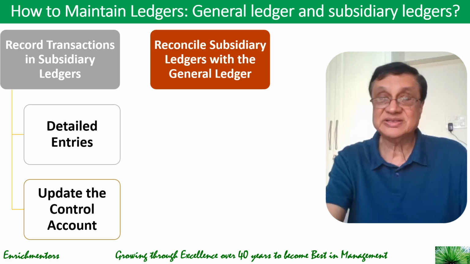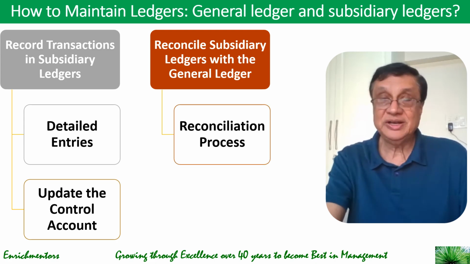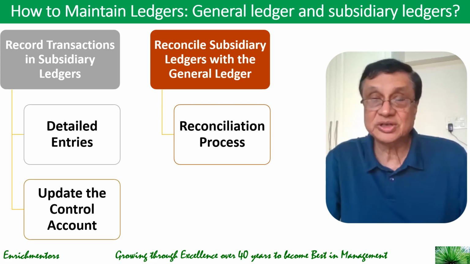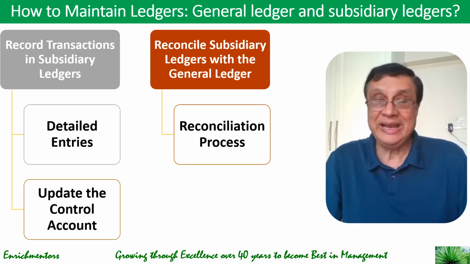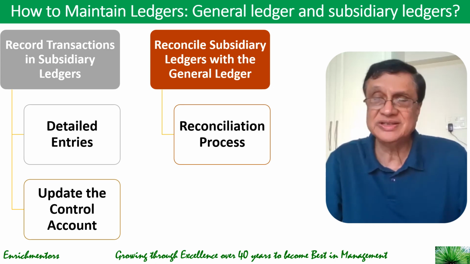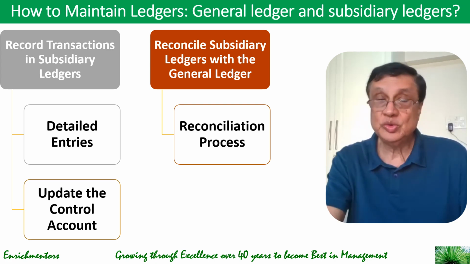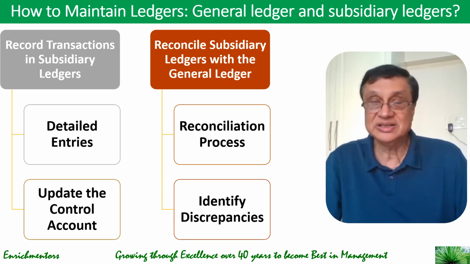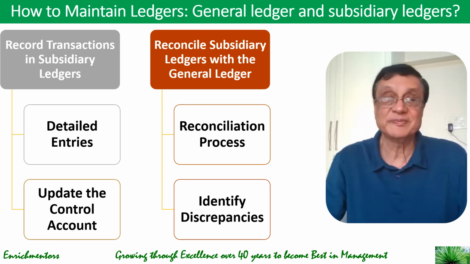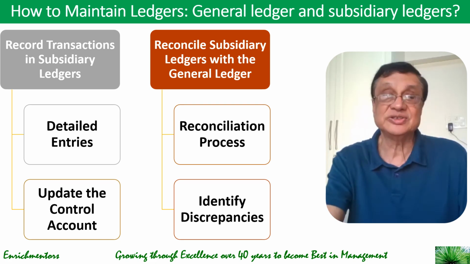And then you reconcile subsidiary ledgers with the general ledger. You regularly reconcile the balances in subsidiary ledgers with the control accounts in the general ledger, and this ensures that all transactions have been accurately recorded and the ledgers are in sync. If you're using software, this happens on its own, unless there is a mistake. Then you identify discrepancies, and if there are discrepancies that arise during reconciliation, you investigate and correct those errors in either the subsidiary ledger or the general ledger. So that's how you maintain these ledgers.